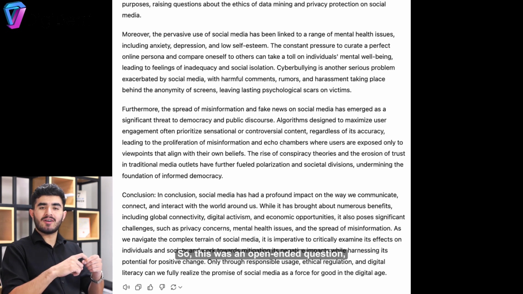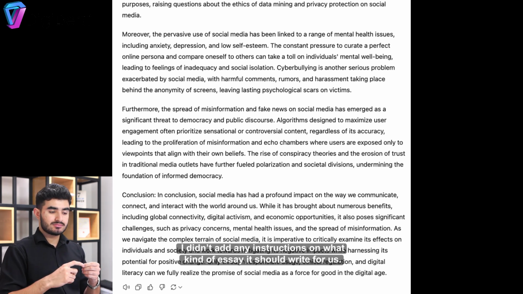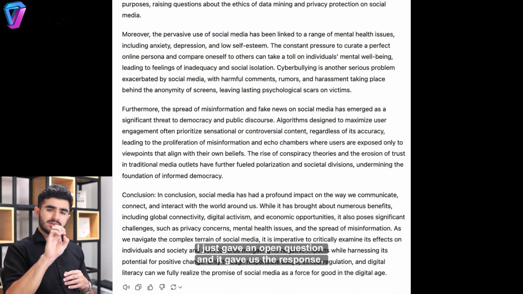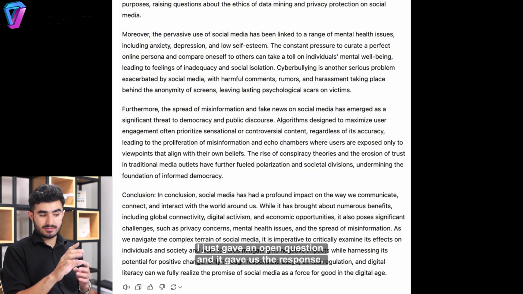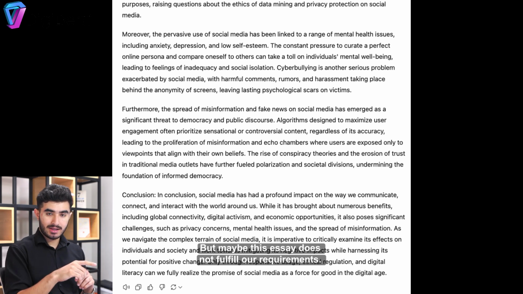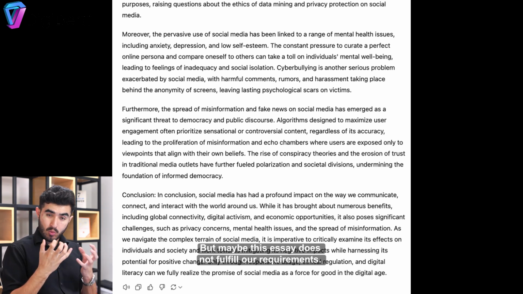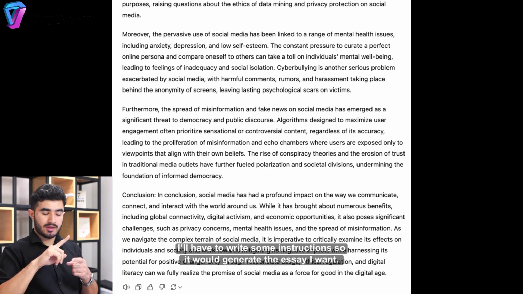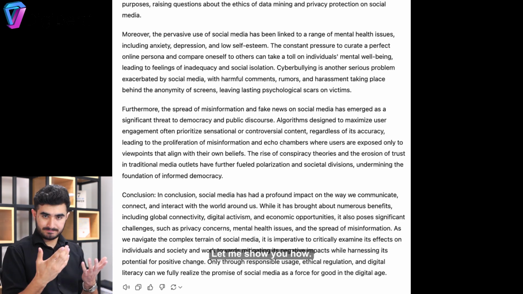So this was an open-ended question. I didn't add any instructions on what kind of essay it should write for us. I just gave an open question and it gave us the response. But maybe this essay does not fulfill our requirements. So if I want an essay of a specific type, I'll have to write some instructions so it would generate the essay I want. Let me show you how.